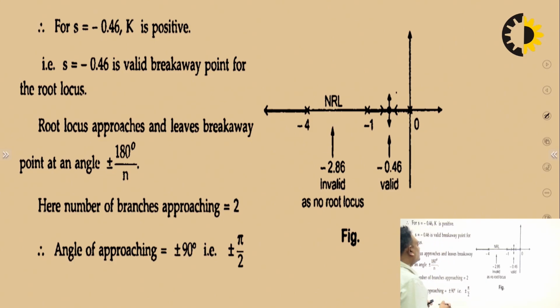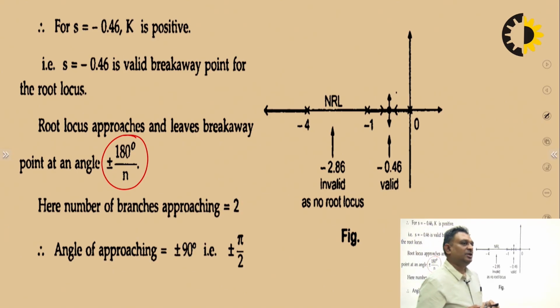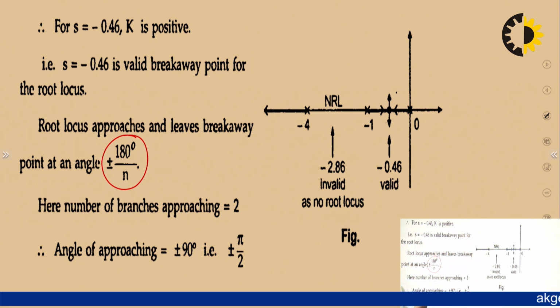Breakaway means it will break away at an angle of plus minus 180 degrees by n, where n is the number of branches approaching at a particular breakaway point. Here the number of branches is 2, so the angle of approach will become plus minus 90 or plus minus pi by 2. You can see one root is here, one root is here, and they will move like this. At this point, which is the valid breakaway point, one branch moves in this direction and another branch moves in this particular direction.